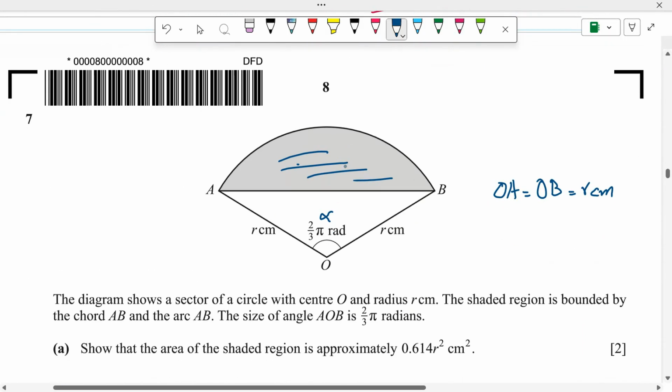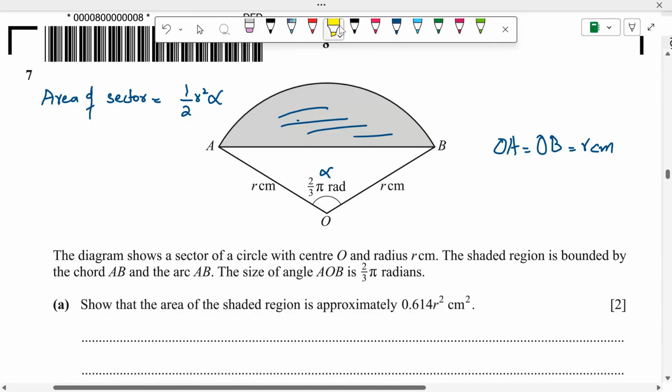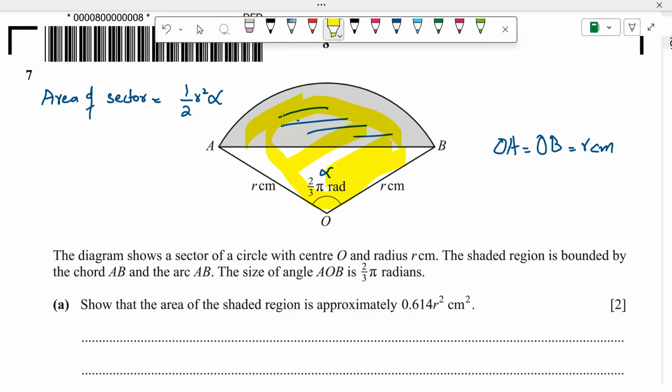Okay, we have to prove that the area of the shaded region is 0.614 r square. To solve this problem, we need two concepts. We should know how to find the area of a sector, and the area of a sector is 1 over 2 r square alpha. So if we have the angle alpha and the radius, we can find the area of the sector. So we can find the area of this sector by using this formula.